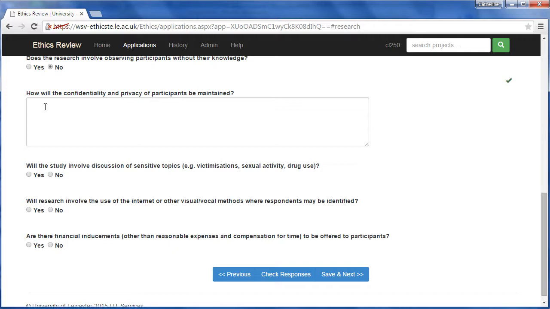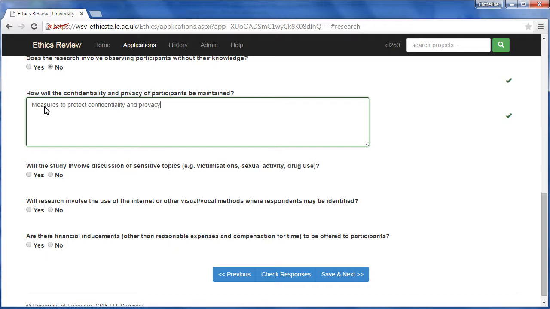Under this question, you will need to set out how you plan to protect the confidentiality and privacy of the information you have obtained. When designing research on sensitive topics, it's important to weigh the potential risks against the benefits and discuss the potential implications with colleagues or staff.